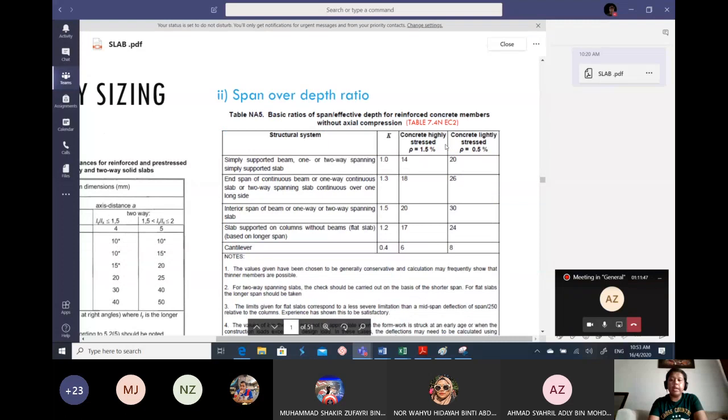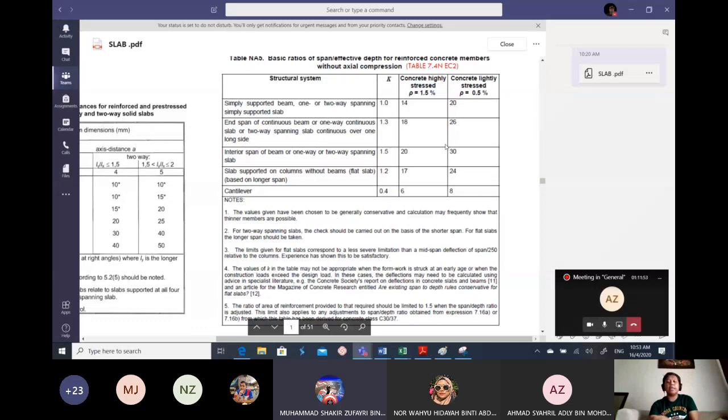Okay, table National Annex 5. Okay, ini pun ada Malaysia punya condition, tapi saya rasa tidak berubah dengan apa yang ada dalam Eurocode. Okay, so tengok condition of the slab tu dekat mana. So kalau it is a simply supported slab, so kita guna yang ini. Okay, lightly stressed yang ni. Kalau dia adalah end span, kita akan guna yang ini. Kalau dia adalah interior span, okay, yang ini.